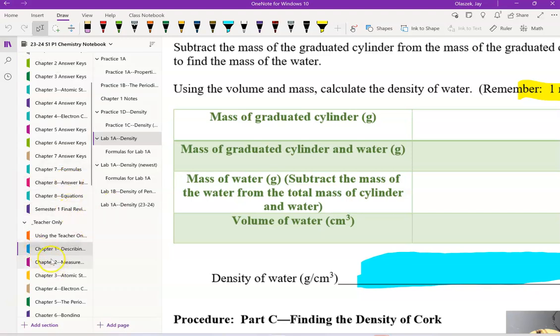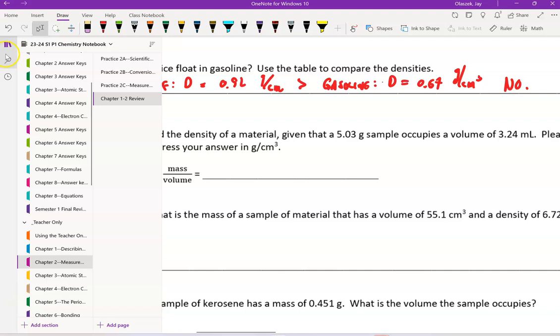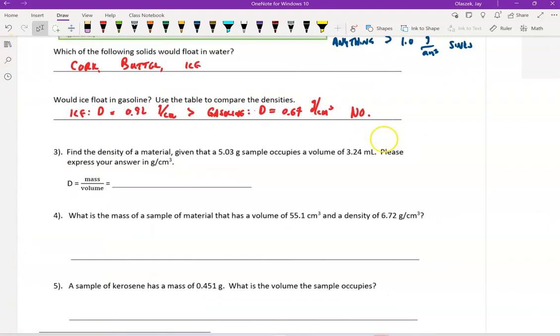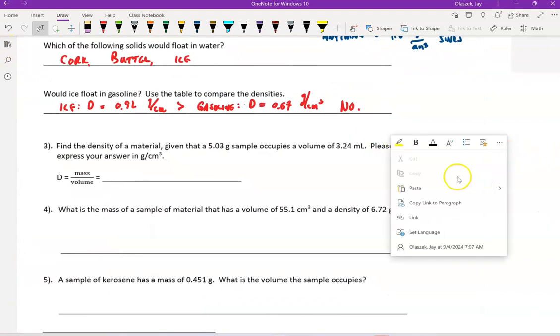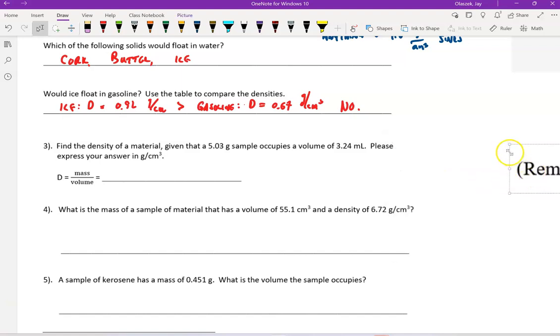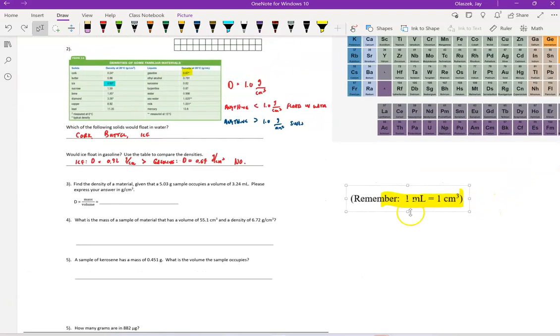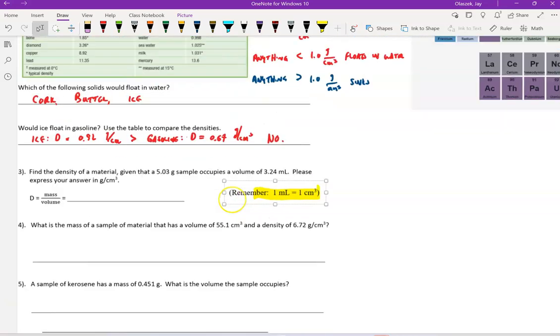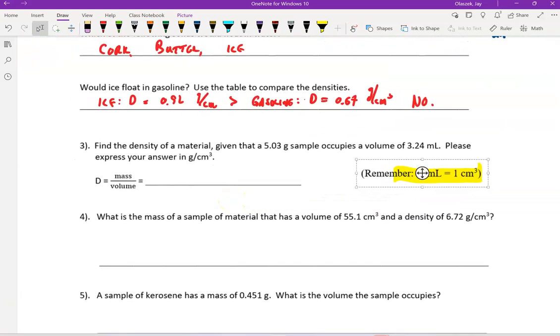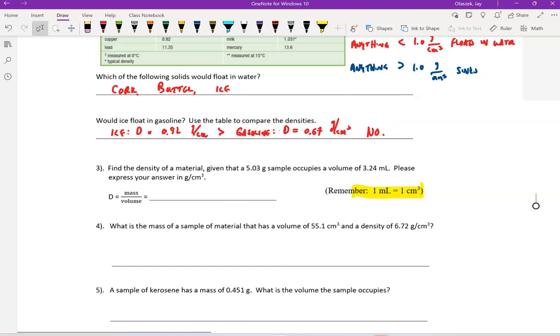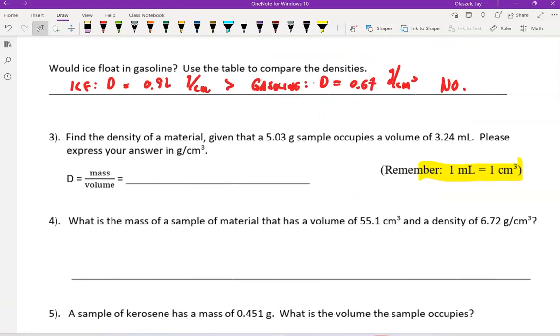Let me get there. And we're going to plop that right here so that we can reference this. Make that smaller. Remember that 1 milliliter is equal to 1 cubic centimeter. So it's not difficult to express our answer in grams per cubic centimeter because 1 milliliter and 1 cubic centimeter are the same thing. So it says find the density in grams per cubic centimeter.